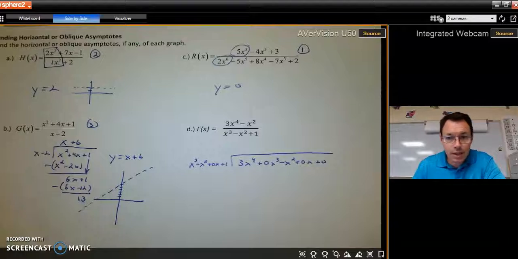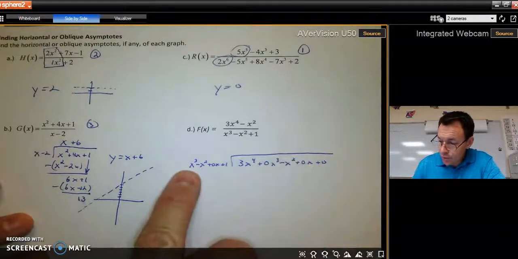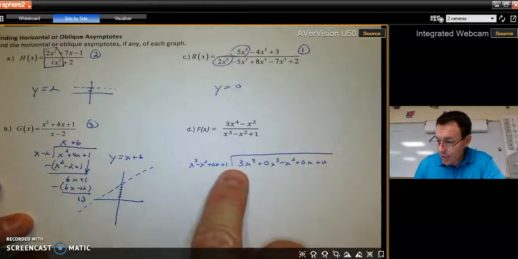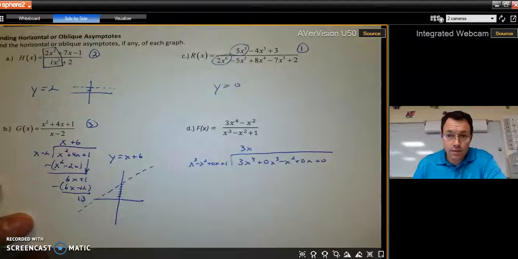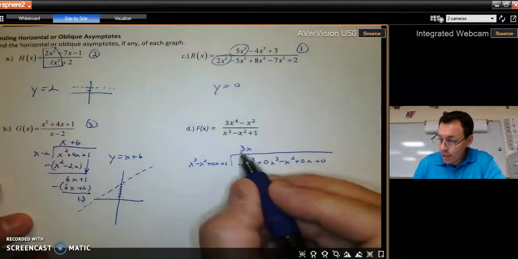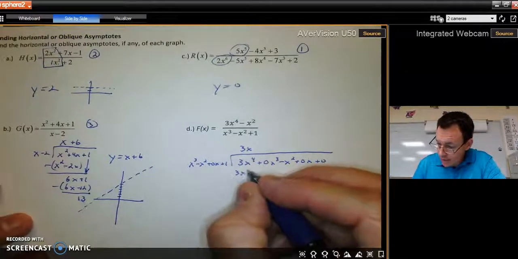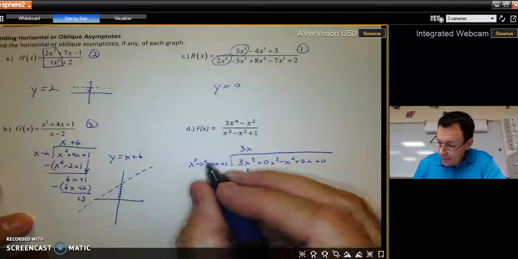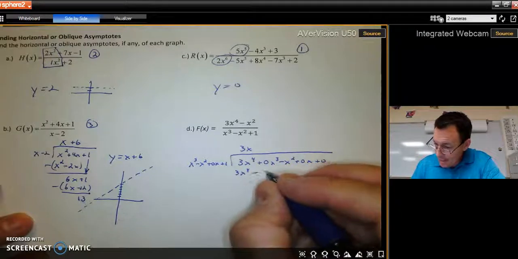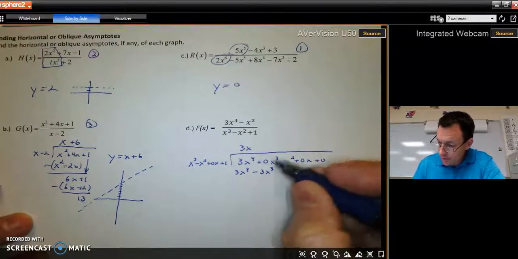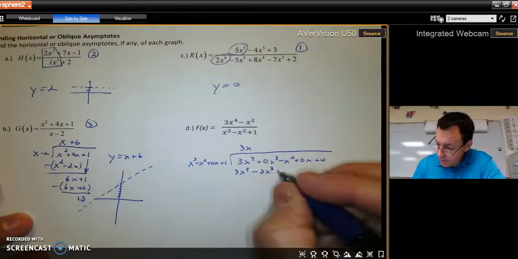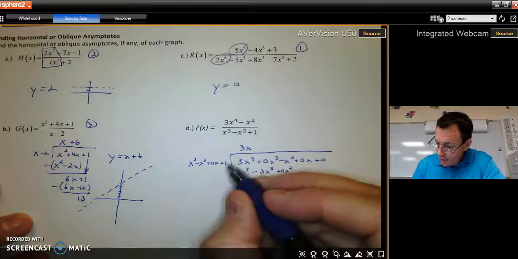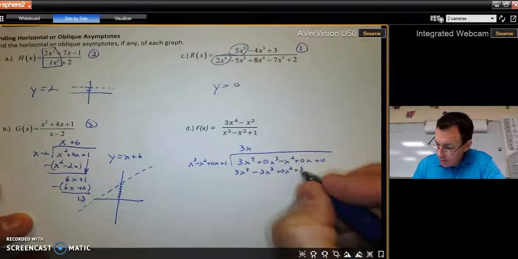Now, this looks like it's going to be a lot of work, but it's really not. There's just two things you have to do. You've got to figure out, what do I multiply x cubed by to get 3x to the 4th? Well, I need a 3 and I need another x. So that's the first part. My answer is actually halfway done. 3x times x cubed is 3x to the 4th. 3x times minus x squared is going to be minus 3x cubed. So see how everything lines up because I added that 0x cubed. 3x times 0x is going to be 0x squared. 3x times 1 is going to be 3x.